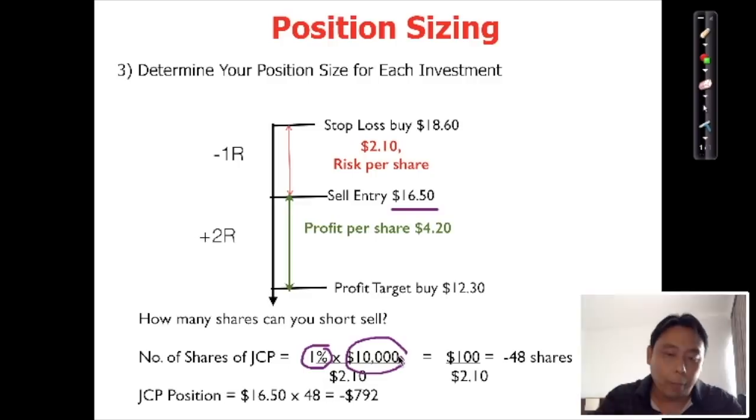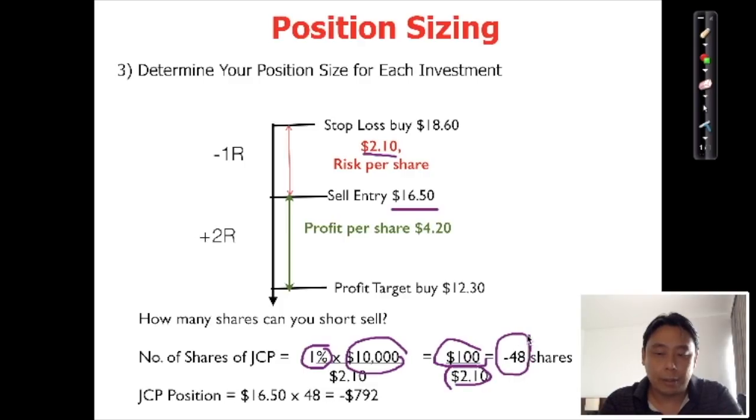All right, so let's go back to this example over here. 1% again of 10,000 is $100. So again, we are risking $100 on this second trade, and on each share that we are entering, we are risking $2.10. So your total risk of $100 divided by $2.10 gives you 48 shares short. Minus means short, so we're going to short 48 shares of JCPenney.